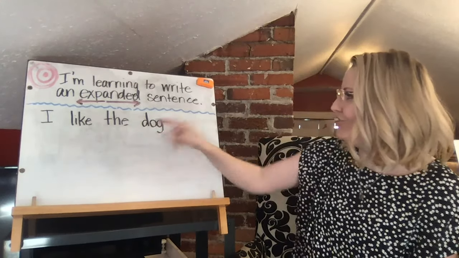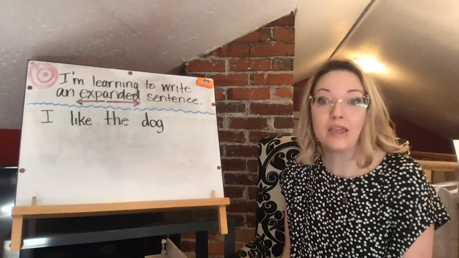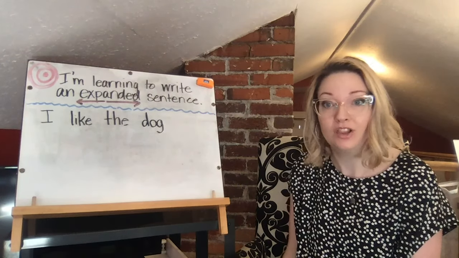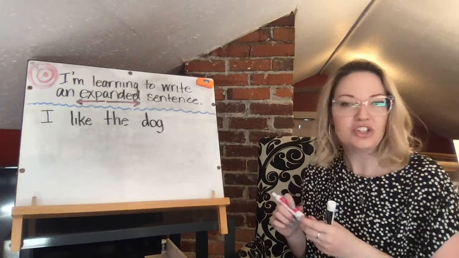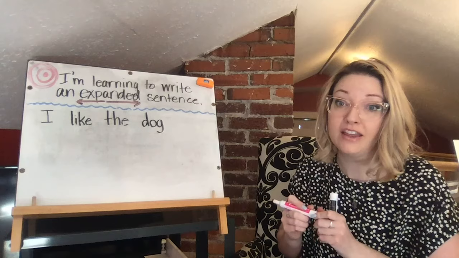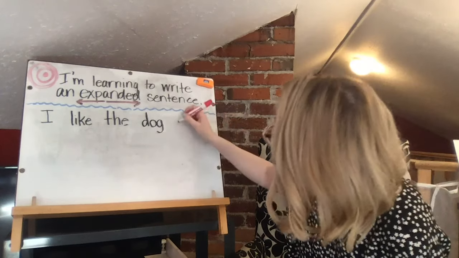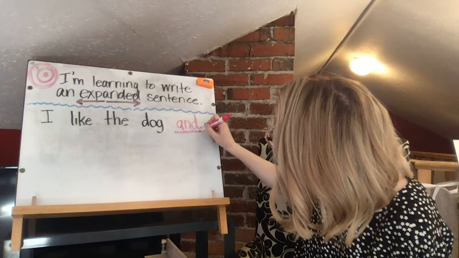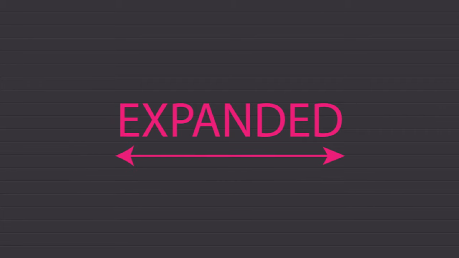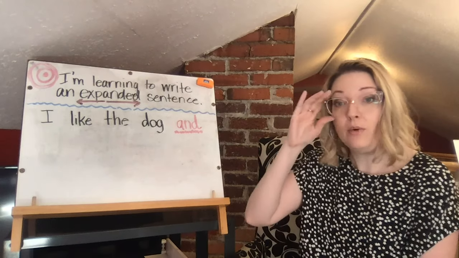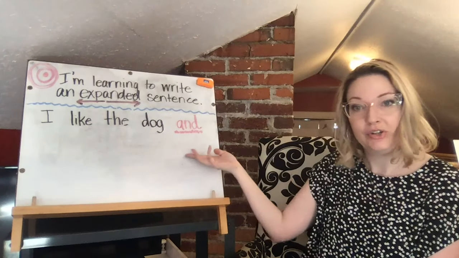Okay, let's move on. I like the, I didn't say cat this time. I like the dog. One way that we can expand this sentence and make it bigger or longer is by using the word and. And is a sight word as well that we could sound out, but it's one that we should just learn because we're going to use it a lot in our writing. The word and is and. Okay, and I'm going to underline it in pink because it is fulfilling our need for writing an expanded sentence.